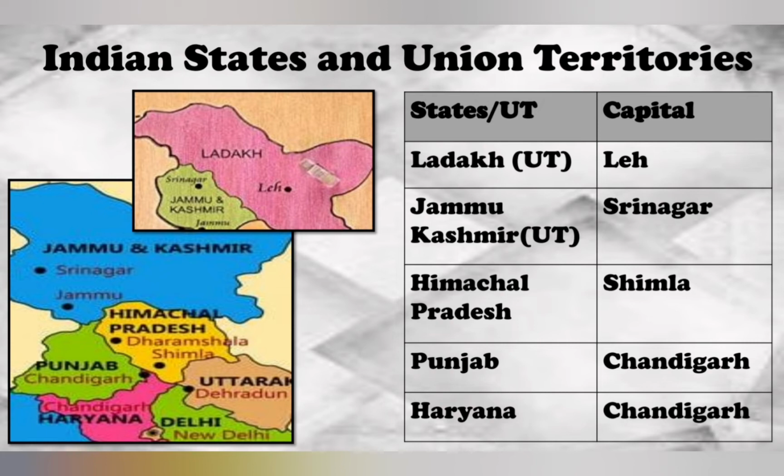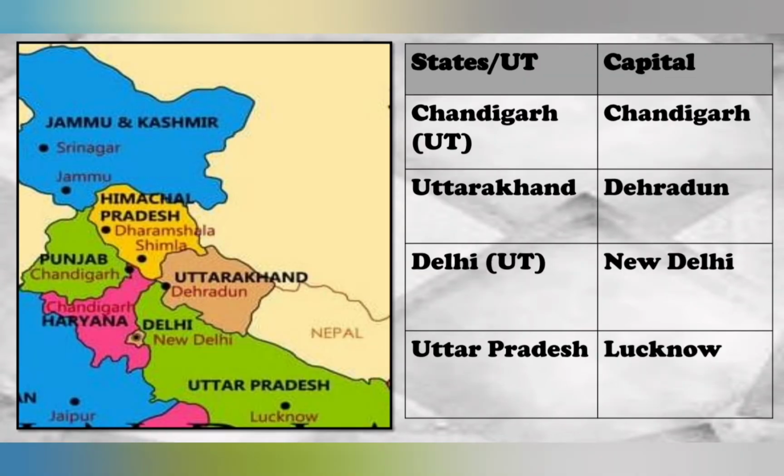Next, Haryana, and its capital is also Chandigarh. Now, Chandigarh is also a union territory and its capital is Chandigarh itself. Next, Uttarakhand, its capital is Dehradun. Next, Delhi, which is a union territory and its capital is New Delhi. Next, Uttar Pradesh, its capital is Lucknow.